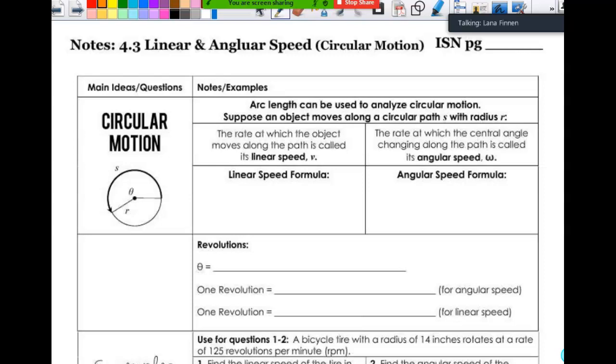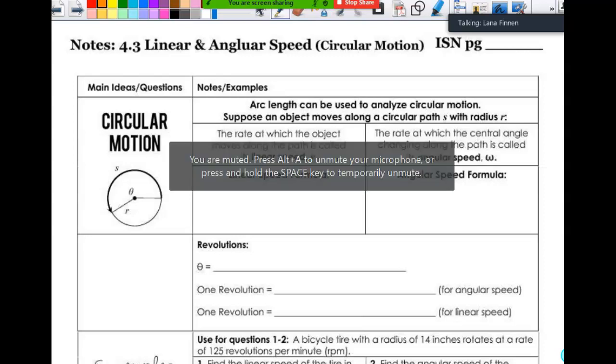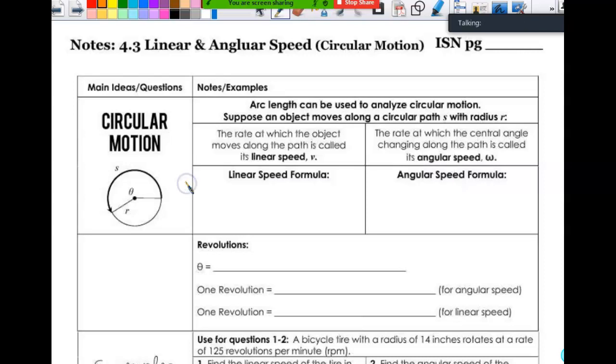All right, so linear and angular speed, or circular motion, may not be new to you. If you've taken physics, then you most likely have done that. I don't know if you're in it right now, or when you talk about it, but either way, somebody give me a different word for speed. Velocity. Okay, so another word for speed is velocity.